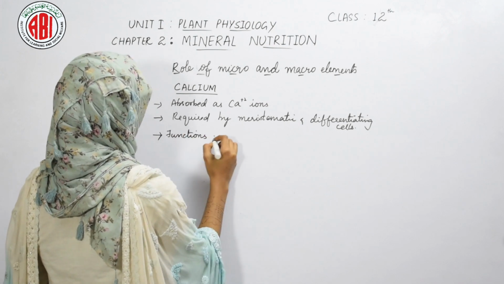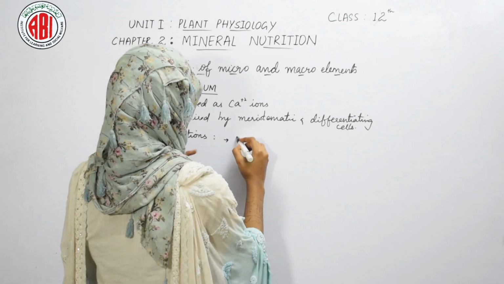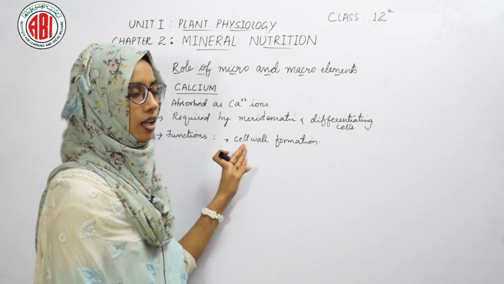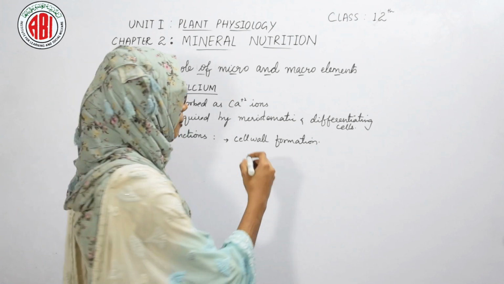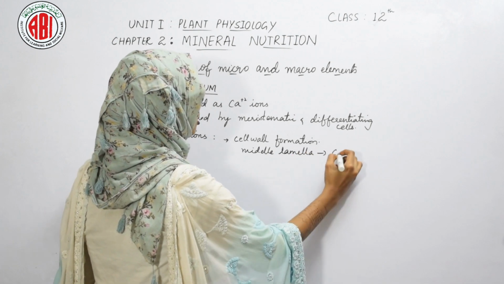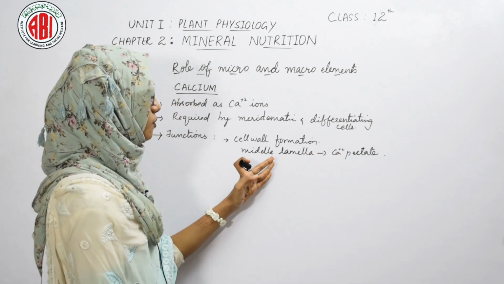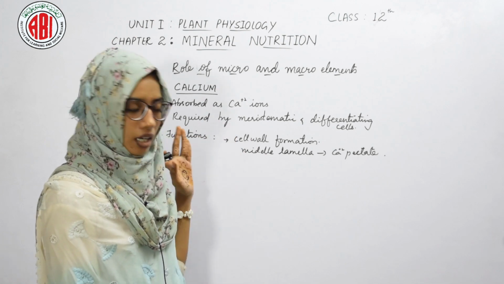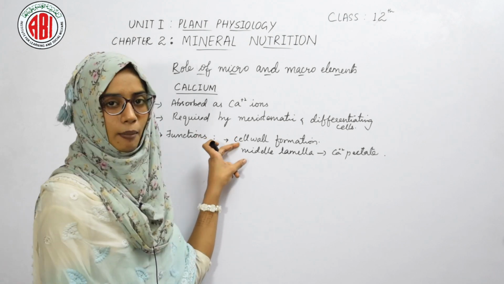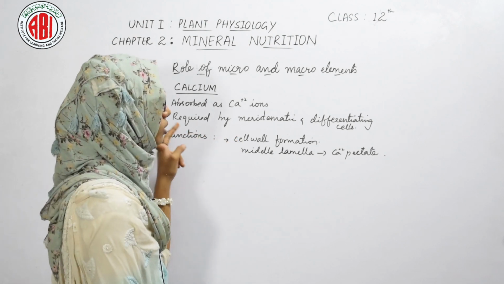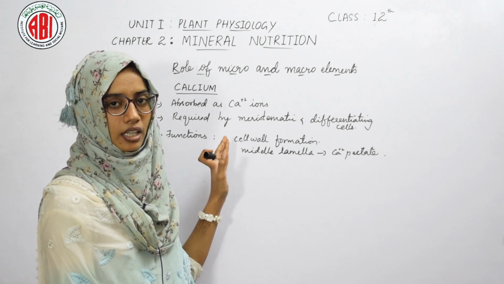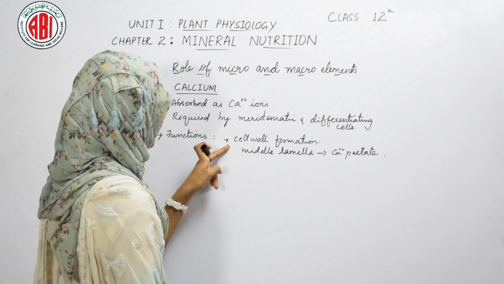The functions of calcium include that it helps in cell wall formation. The cell wall contains a part called the middle lamella, and this middle lamella is made up of calcium pectate. So in this way, calcium is required in order to form the middle lamella in the cell wall. Therefore, calcium is essential in the synthesis of the protective layer called the cell wall.